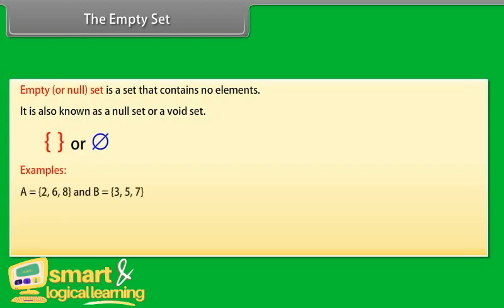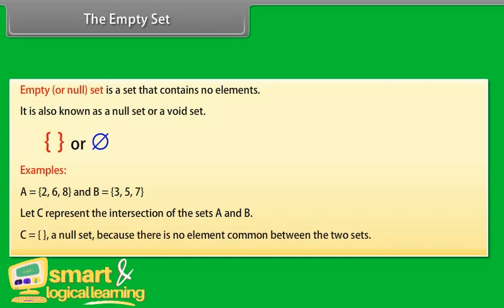Examples: A is equal to 2, 6, 8 and B is equal to 3, 5, 7. Let C represent the intersection of the sets A and B. C is equal to a null set because there is no element common between the two sets.